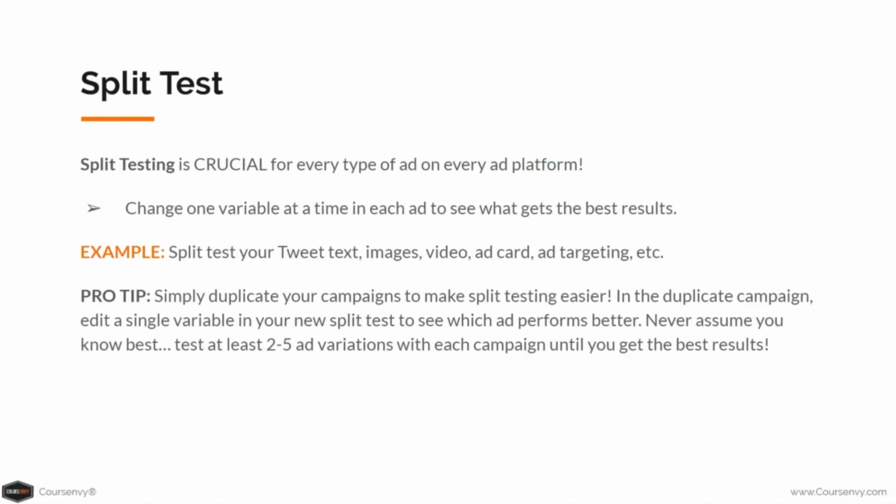So I mentioned split testing. Split testing is crucial for every type of ad on every ad platform. This involves changing one variable at a time in each ad to see what gets the better results. For example, you can split test your tweet text, images, card, ad targeting, and so on. So a pro tip, simply duplicate your campaigns to make split testing easier. In the duplicate campaign, edit a single variable in your new split test to see which ad performs better. Never assume you know best. Test at least 2 to 5 ad variations with each campaign until you get the best results.